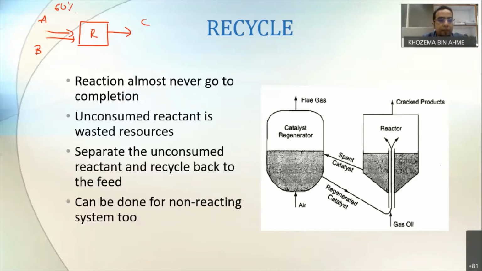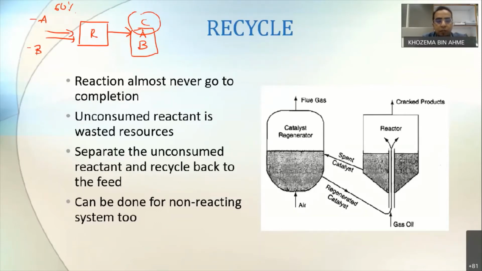Meaning that if A is only converting 60%, in your product you will have C, definitely your product, but you will also have unreacted A and unreacted B. Now in chemical reactions and in most chemical processes, this is not good. We don't want A and B in our product. Why? First of all, we want high purity of our product C. We want almost all product C.